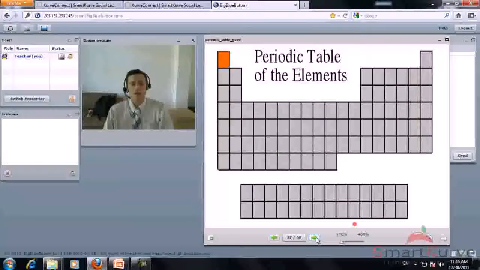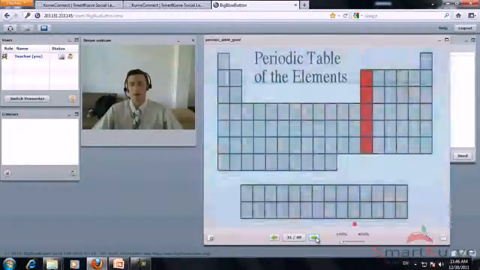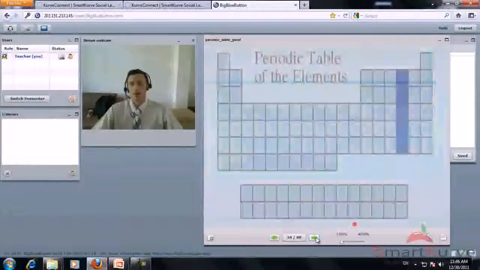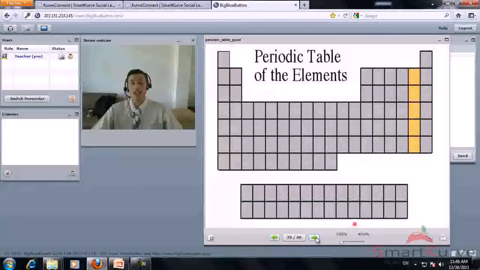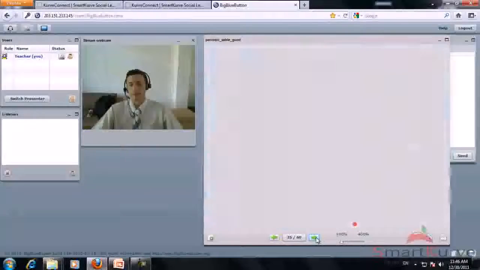Here on slide 27, take a quick look at this and try to tell me what element is highlighted. The first element, that is hydrogen, atomic number 1. Here, underneath hydrogen, we have our first period. Let's just quickly go through all of them. Boom, boom, boom. You can see each family being lit up. Let's talk about that first.